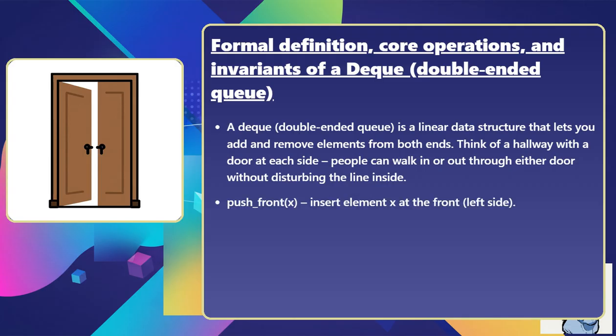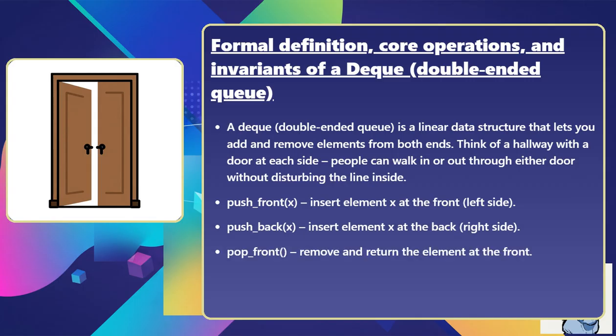Push front of X: insert element X at the front, the left side. Push back of X: insert element X at the back, the right side. Pop front: remove and return the element at the front. Pop back: remove and return the element at the back.